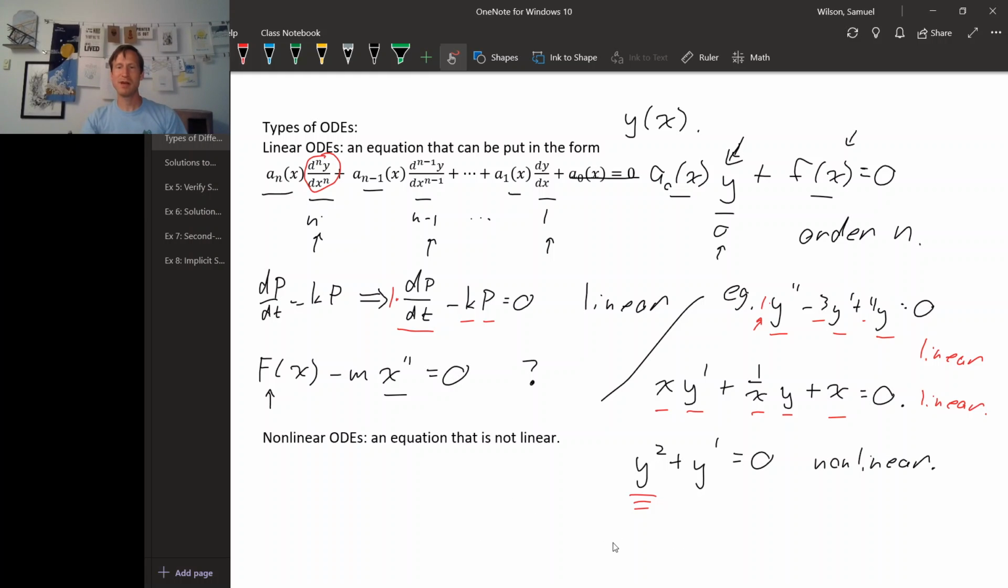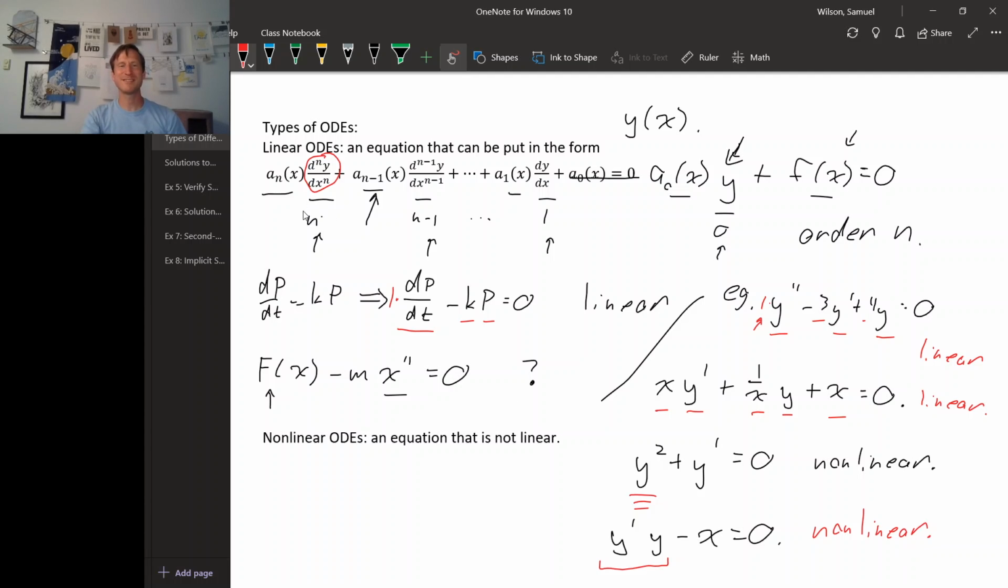Let's look at one other example. How about y prime times y minus x equals 0? Is that linear? Well, if you look at our template for what counts as a linear equation, none of these derivatives of y are multiplied with other derivatives of y. They can all be multiplied by functions of x, but they can't be multiplied by other derivatives of y. So in the equation y prime times y minus x equals 0, this term right here has a product of two derivatives of y, and that's not allowed in a linear equation. So this equation is also nonlinear.